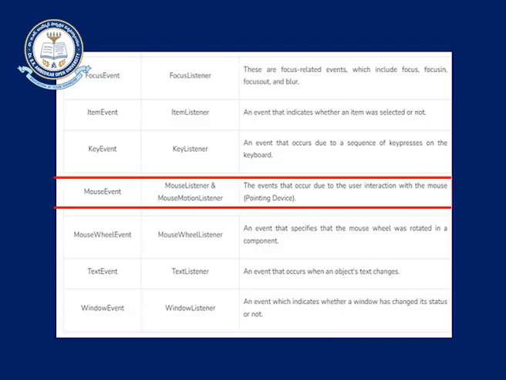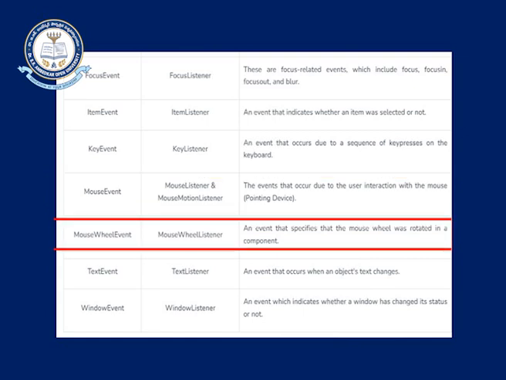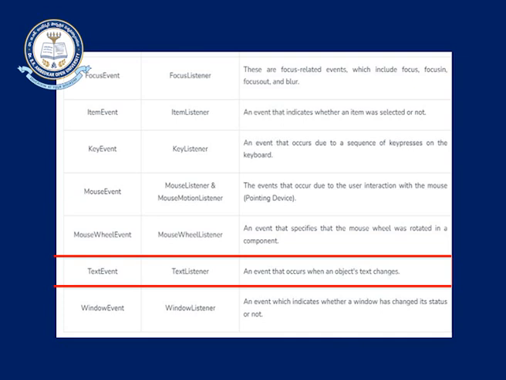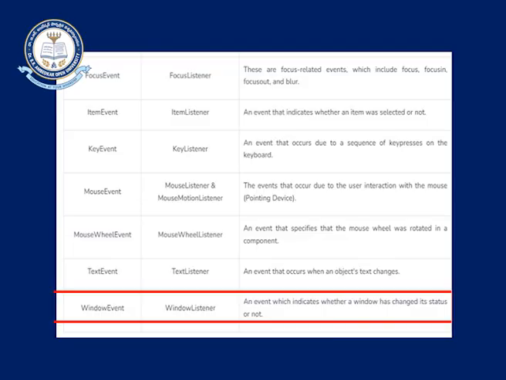Mouse event means we have three buttons on the mouse: left button, right button, middle button. If you click on any button, then a mouse event will occur. Mouse wheel event means the middle button of the mouse. Next one is the text event, an event that occurs when an object's text changes. If you change any name or whatever you enter, then it will occur. Next one is the window event, an event which indicates whether a window has changed its status or not. So these are the event classes and listener interfaces.